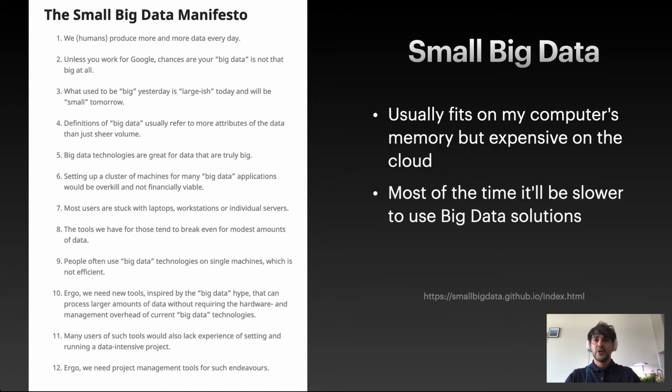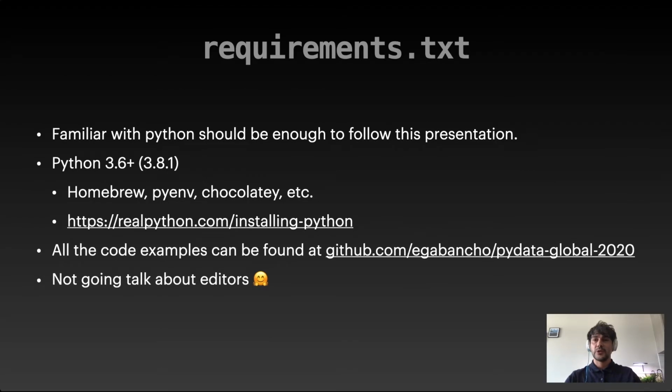So in order to follow the talk, you need to be familiar with Python. That's everything you need. We're going to run all the examples in Python 3.8.1 in case you want to replicate it on your installation, but anything above 3.6 should be enough. If you don't know how to install Python, there are many tools, like Homebrew, PyEnv, and whatnot. And there is this nice article on realpython.com that will help you install Python on your machine, no matter what operating system.